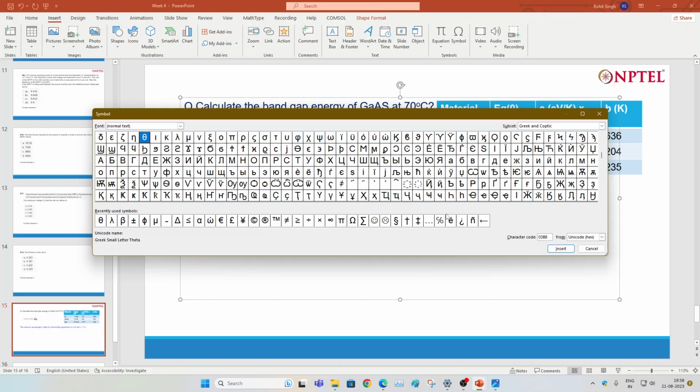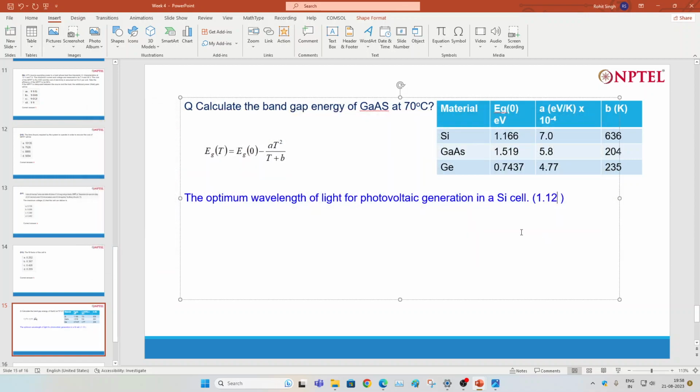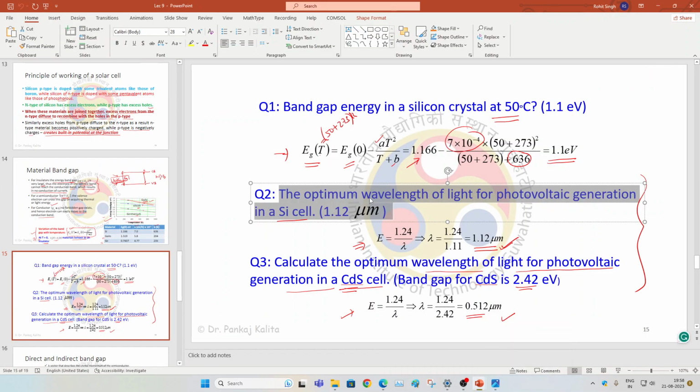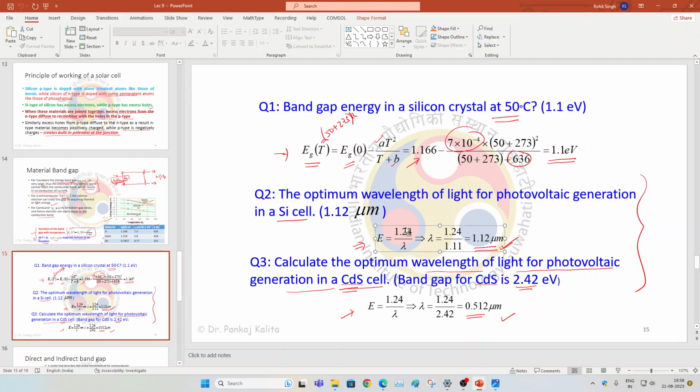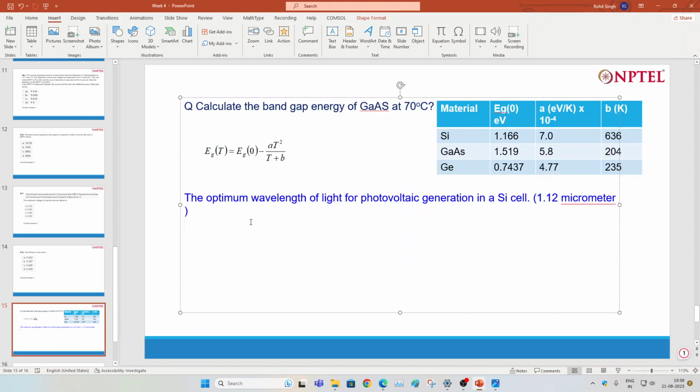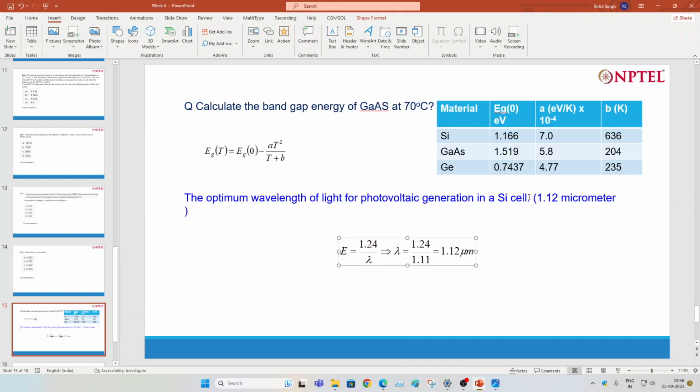No micrometer symbol here. So, as of now, please assume it as micrometer. Okay. And you need to calculate what? The optimum wavelength. You have to calculate the optimum wavelength, and the formula is here. So let me change the values. So everything is here. I don't want you guys to copy, so I am changing these values. I am making it 1.84. So now calculate the optimum wavelength.